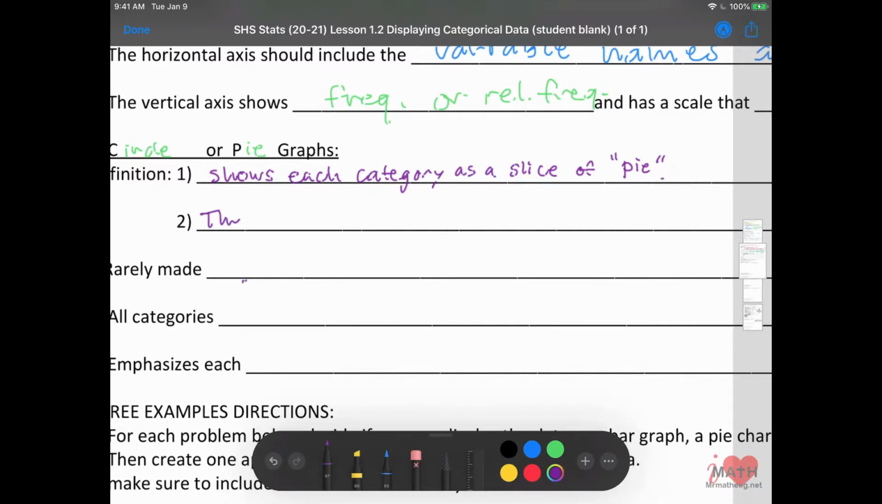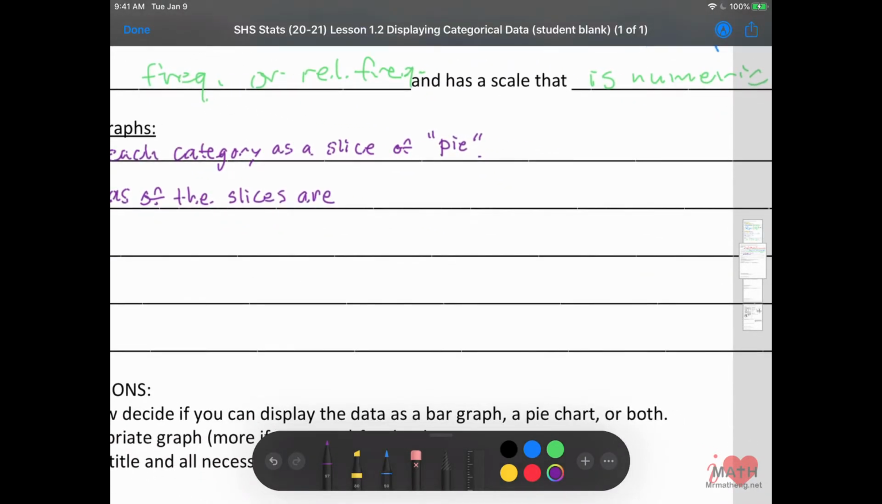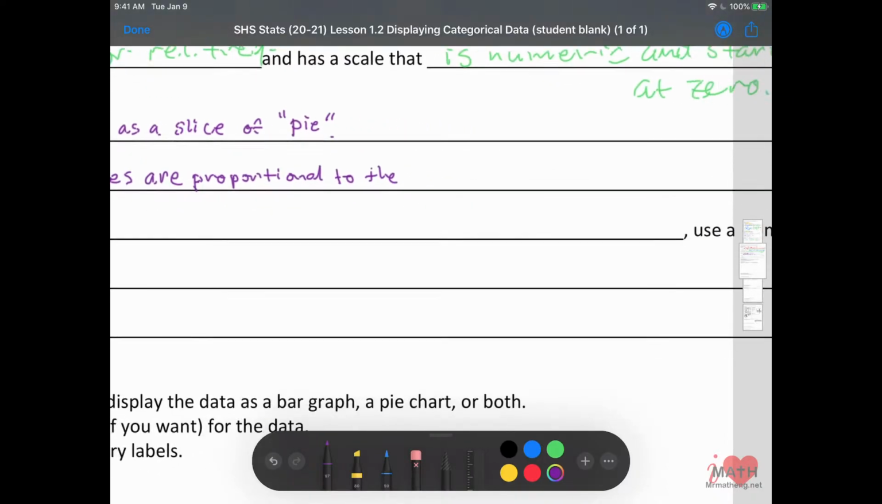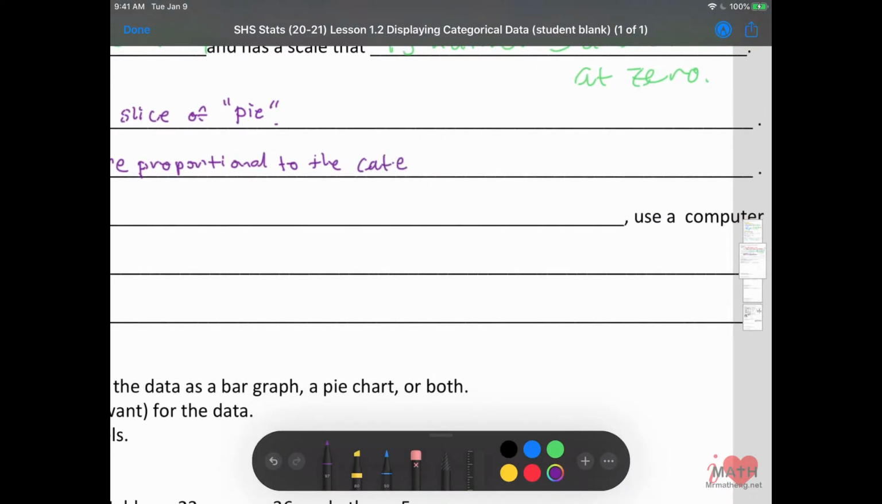The areas of the slices are proportional to the category frequencies or relative frequencies.